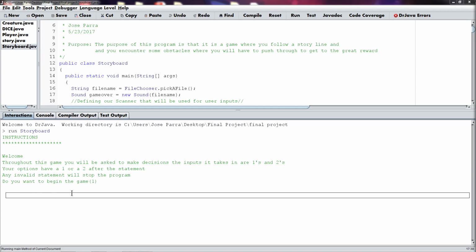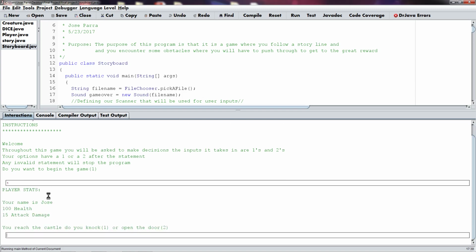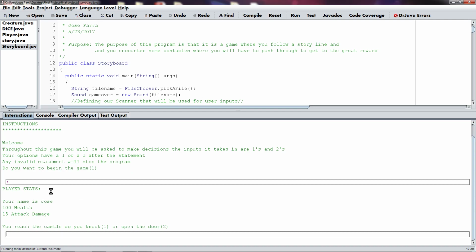So our first decision here is, do we want to start our game? As you can see, it's followed by the 1, meaning that if we want to accept this, we're going to input a 1. If we hit 1, we're greeted with our player stats and the story initializing. The story starts as we reach the castle. Do we decide to knock or open the door? Let's say we decide to knock.